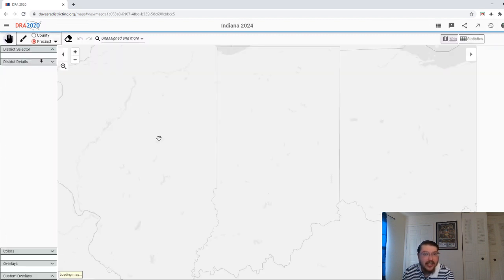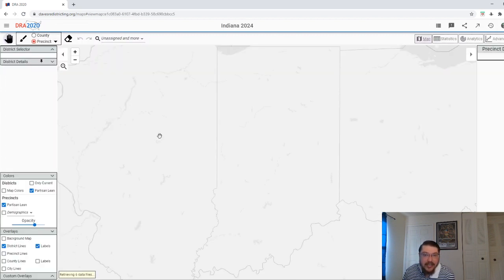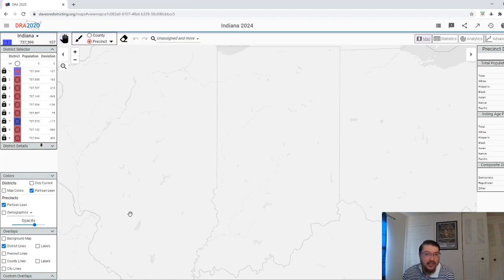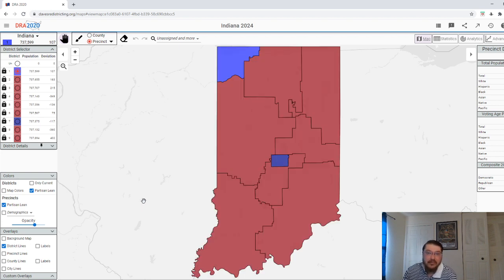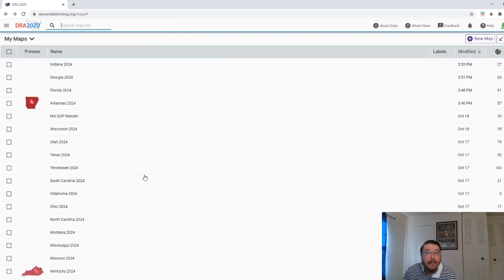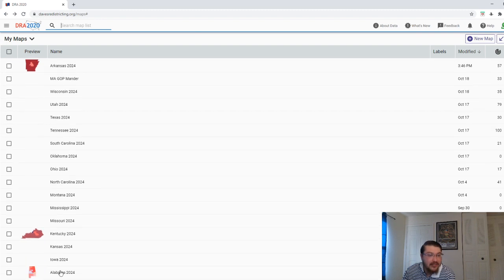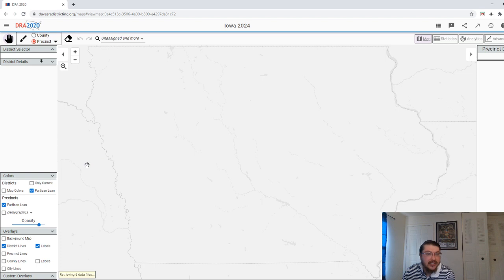So let's take a look at Indiana, where it's basically impossible to do any better than the current map in terms of improving things for the Republicans, which would be the goal. So it's fairly boring, but hey, what are you going to do? So Indiana's not insane. Iowa is another one.